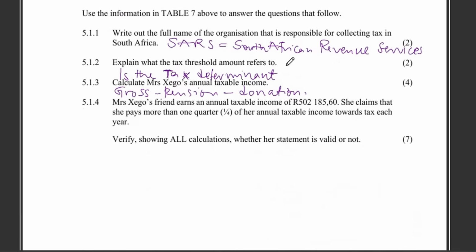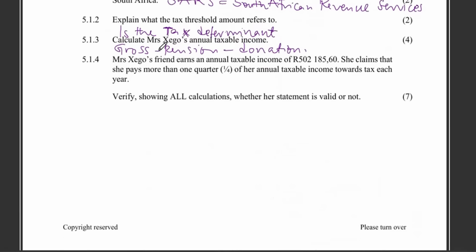Okay, so that is it. So they're saying Mrs. X earns an annual taxable income. This is already taxable, so we don't need to look for the taxable. And she claims that she pays more than 1/4 of her annual taxable income towards the tax each year.